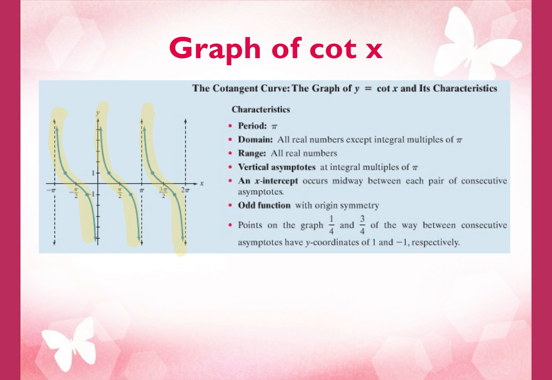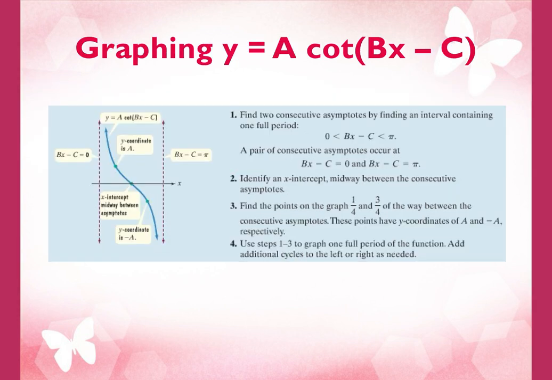Where is cotangent undefined on your unit circle? If tangent's at the top and the bottom, where would cotangent be undefined? Left and right. Which values are those in radians for your angles? 0 and pi. So instead of setting our bx minus c equal to negative pi over 2 and positive pi over 2, we set it equal to 0 and pi.